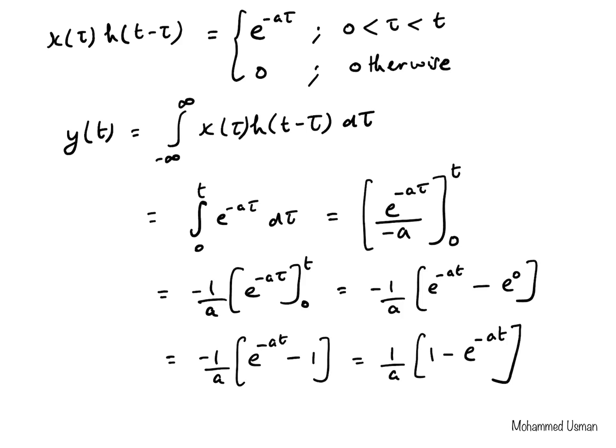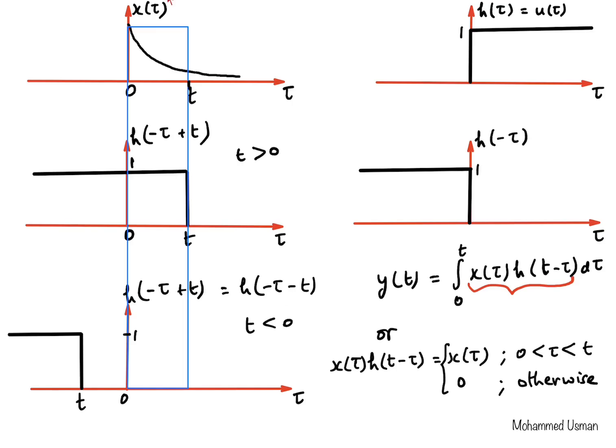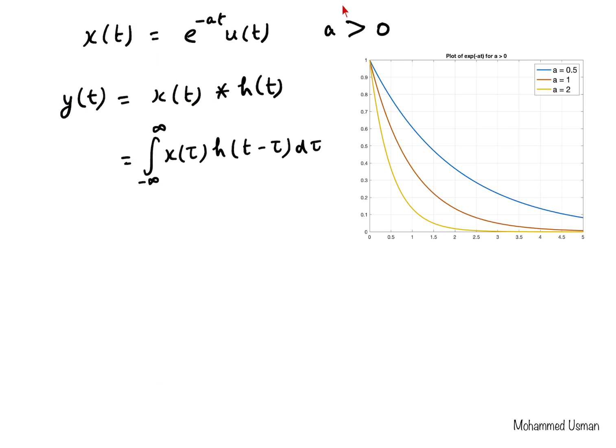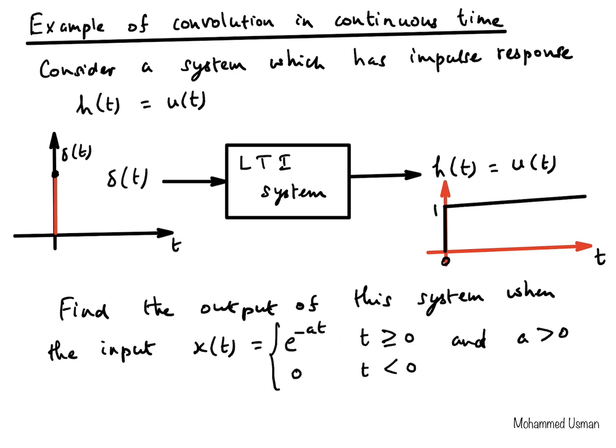And finally, as a last piece of expressing this result, our input signal x of t is defined only for positive values of t, right? That's why we multiplied it with u of t. If we did not multiply it with u of t, we would have to express it in two forms: for t greater than 0 it has one value, and for t less than 0 it is 0.